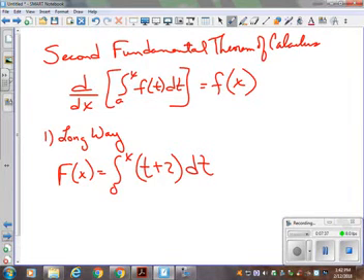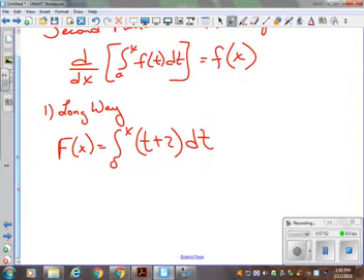So our original problem, capital F of x, is going to be equal to this integration problem. And we're going to integrate it, and then we're going to go back and differentiate it to see what it goes back to. So when we integrate this problem, would everybody agree this is going to become t squared with a half in front plus 2t? And we're going to evaluate it from 0 to x.